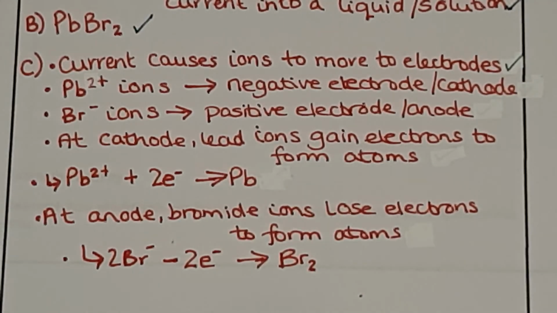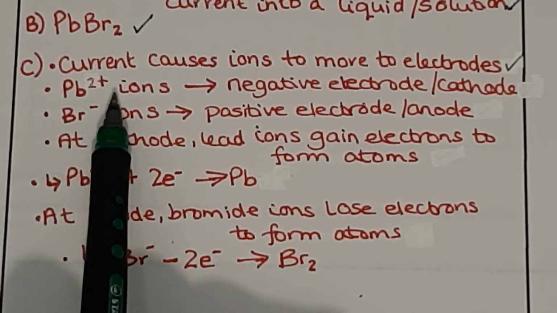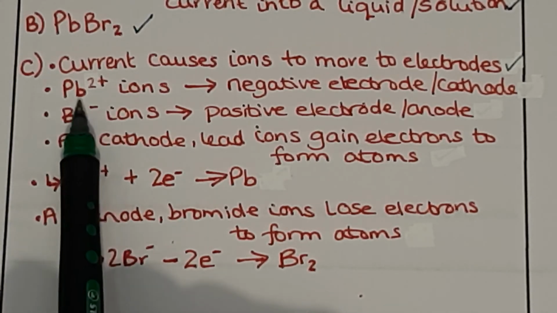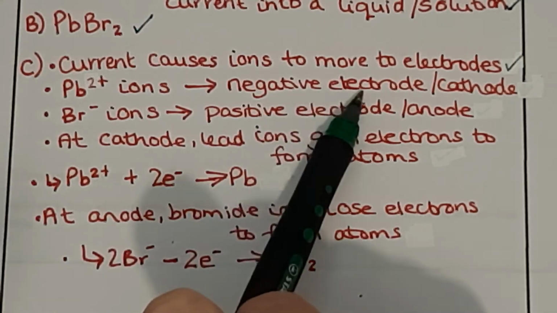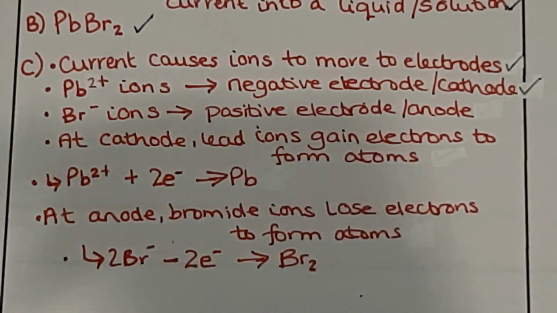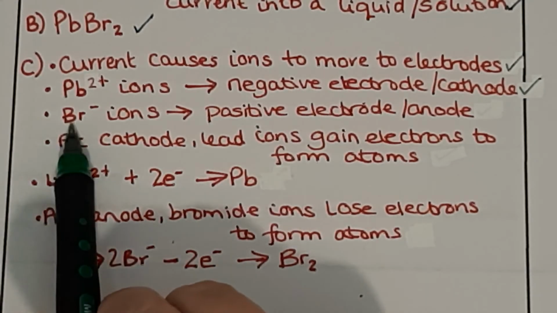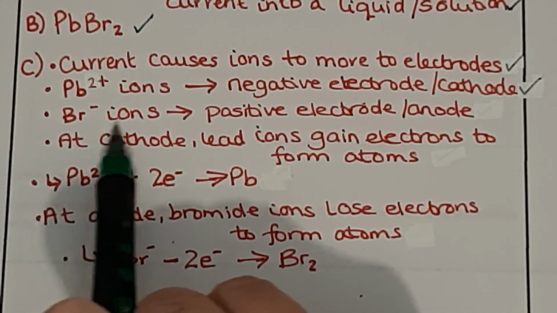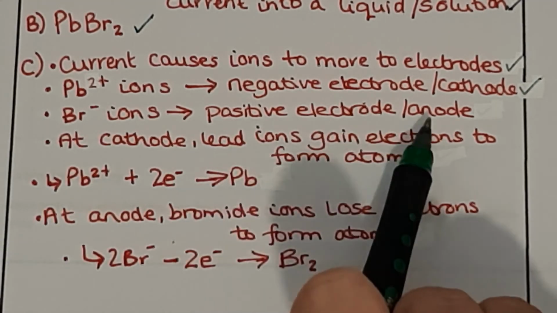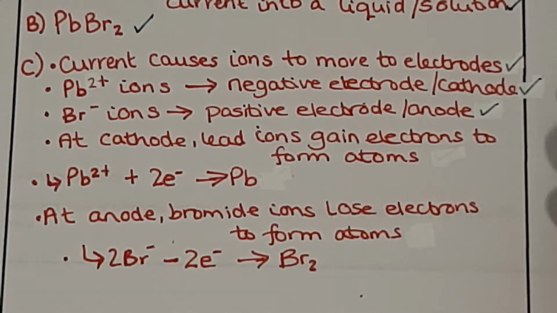Then you might say that the lead ions, you don't have to say Pb2+, you'll just say the lead ions or positive lead ions, are going to move towards the negative electrode or cathode. That's worth a mark. And then you can say that the bromide ions, you don't have to write it like this, you can just say the bromide ions or negative bromide ions are going to move towards the positive electrode or the anode. Okay, so you get a mark for each of those, because it could be up to 3 marks by now.